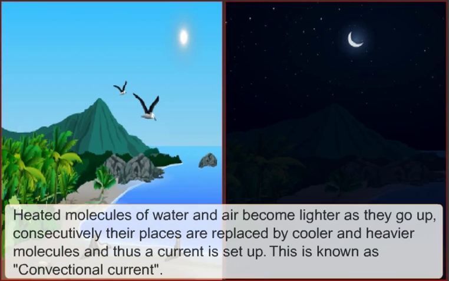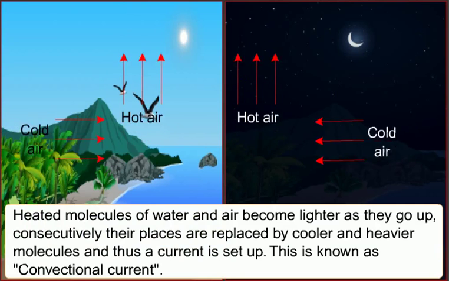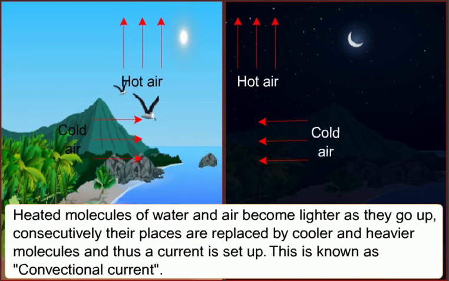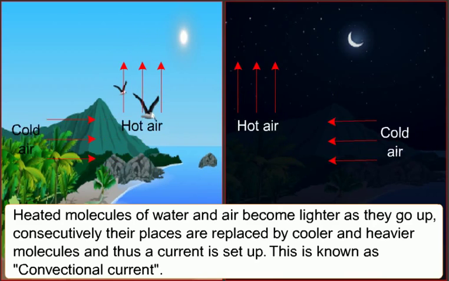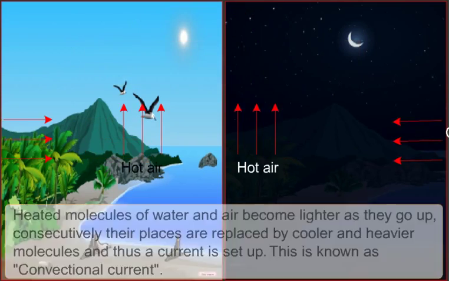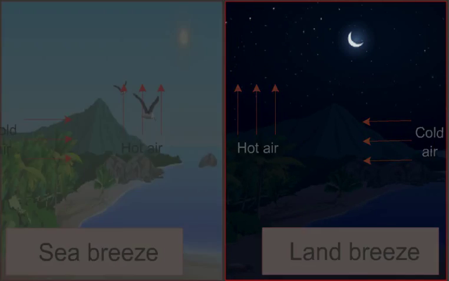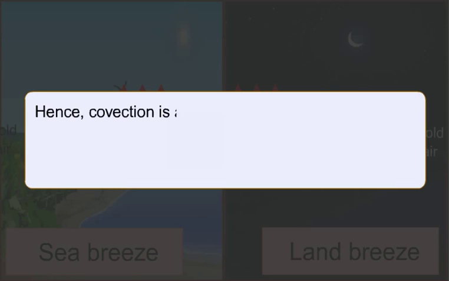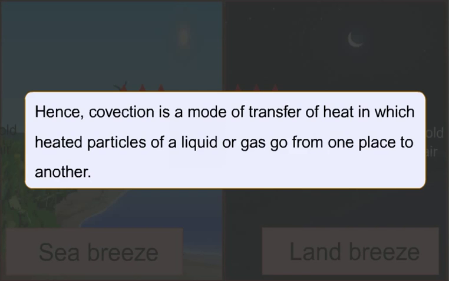Students, heated molecules of water and air become lighter as they go up. Consequently, their places are replaced by cooler and heavier molecules, and thus a current is set up. This is known as convectional current. Sea breeze and land breeze are examples of convectional current. Hence, convection is a mode of transfer of heat, in which heated particles of a liquid or gas go from one place to another.